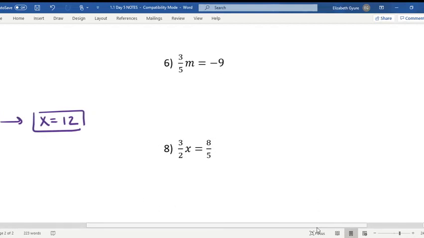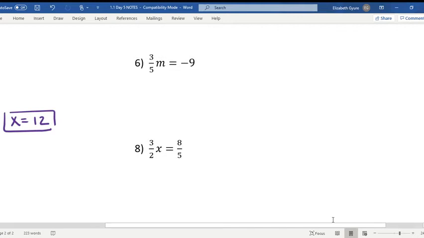So then number 6, we have 3/5 m equals -9. So remember, this means 3/5 times m. Opposite of multiplying is dividing. So we're going to divide both sides by 3/5. Good. Now, Jesse, what should I do with that 9 to make this a little easier to finish up? Yeah, put a 1 under it.